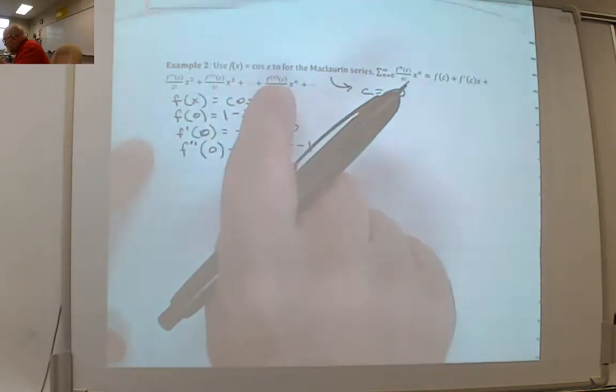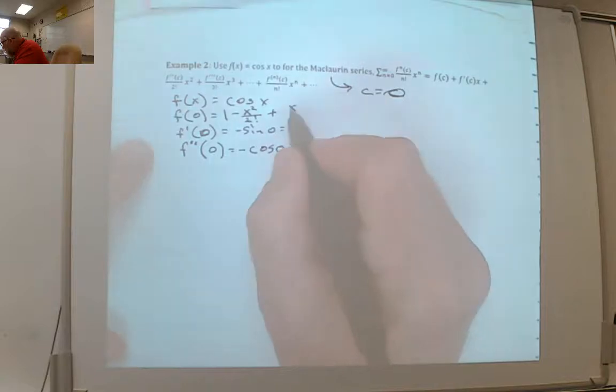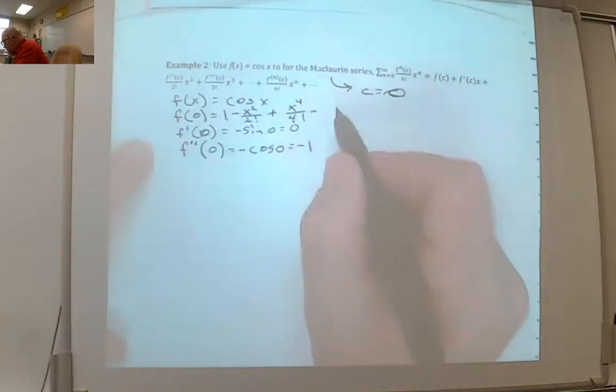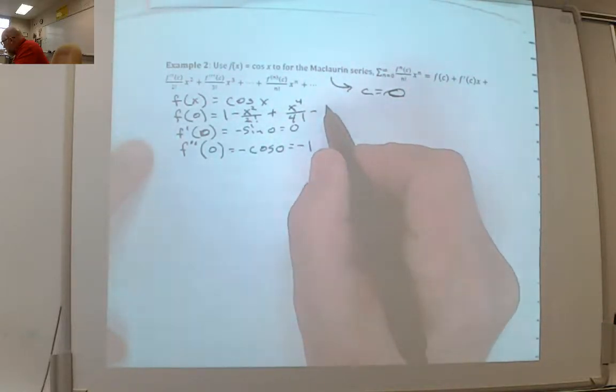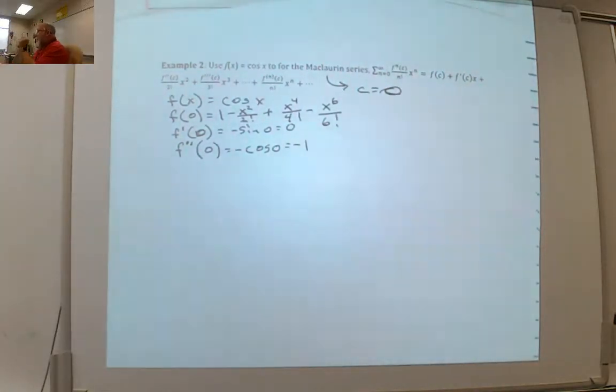What about the fourth one? It's going to be plus, positive what? What's the next term? Minus what? Would you agree? It kind of looks like sine, doesn't it? Except it's shifted and it's the evens.